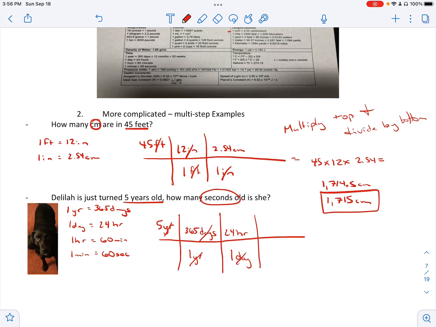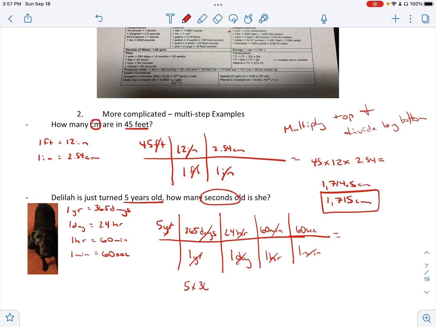If we stopped right here, we'd be at hours, but we need to keep going. We know 1 hour has 60 minutes. And we know 1 minute has 60 seconds. So we've got it all written out here in a handy dandy line. Now all we have to do is just do our multiplication.